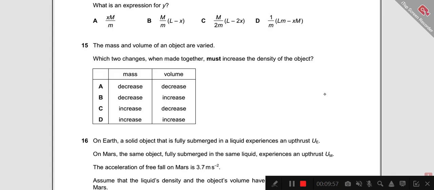Then the mass and volume of an object are varied. Which two changes, when made together, must increase the density of the object? Density is mass per unit volume. If you do want to increase the density of the object, you have to increase the mass and you have to decrease the volume. When does the final answer of a ratio always increase? When you increase the numerator and when you decrease the denominator, right? So we need to increase the mass and we need to decrease the volume. That is, the final answer is option C.